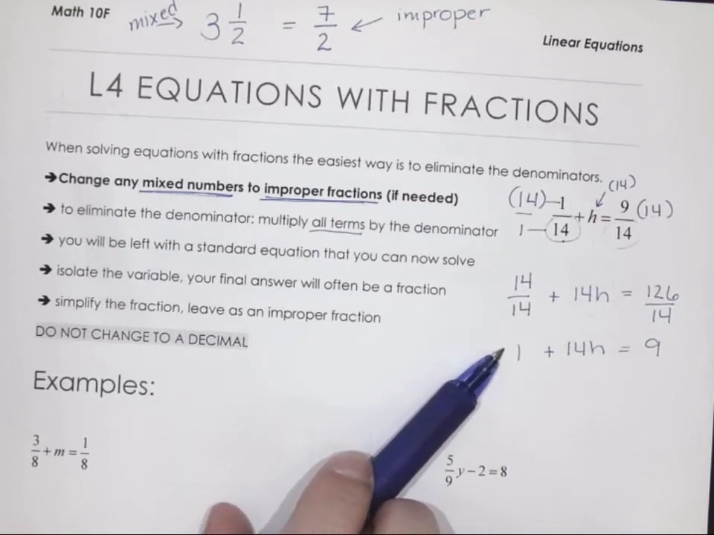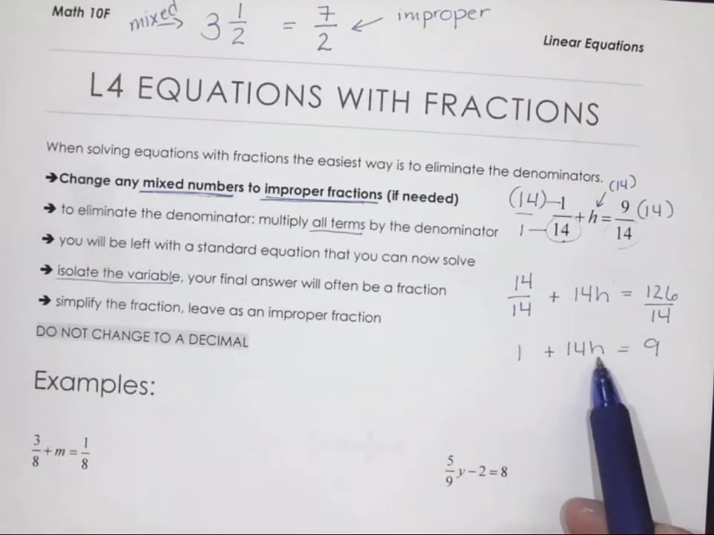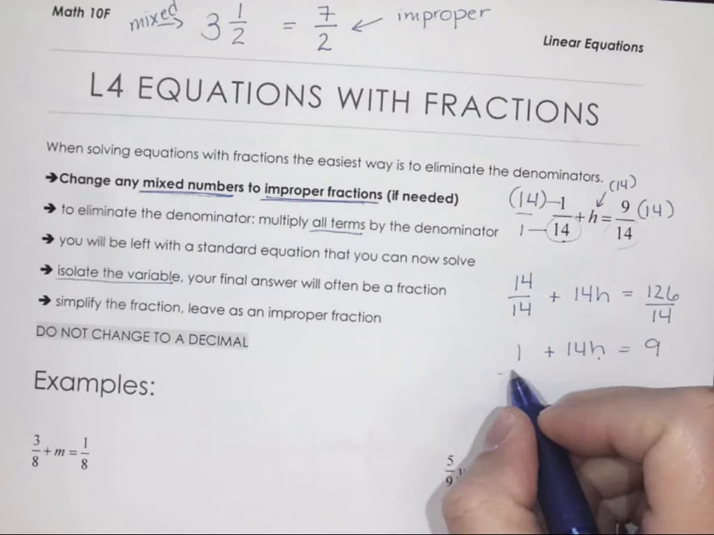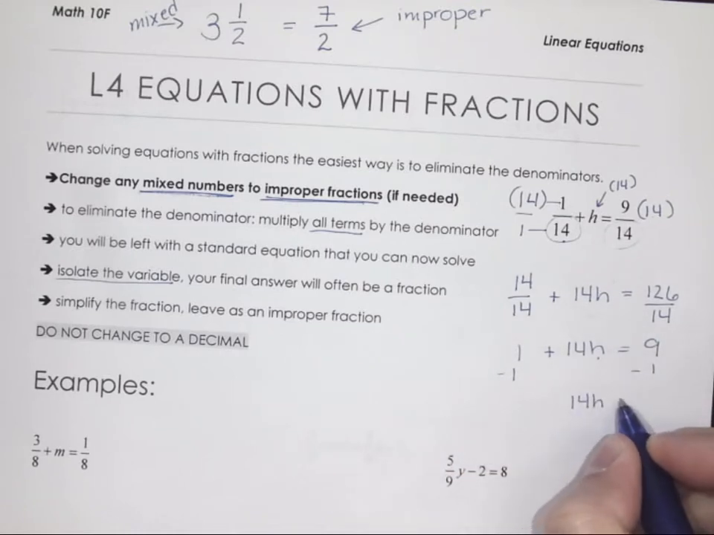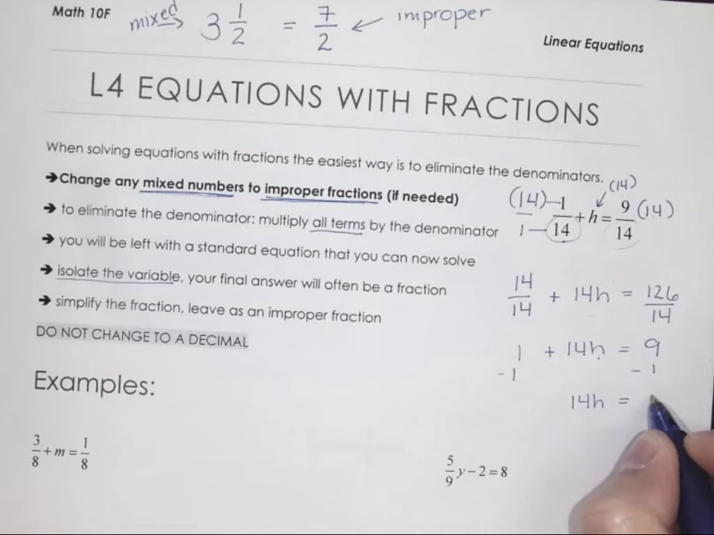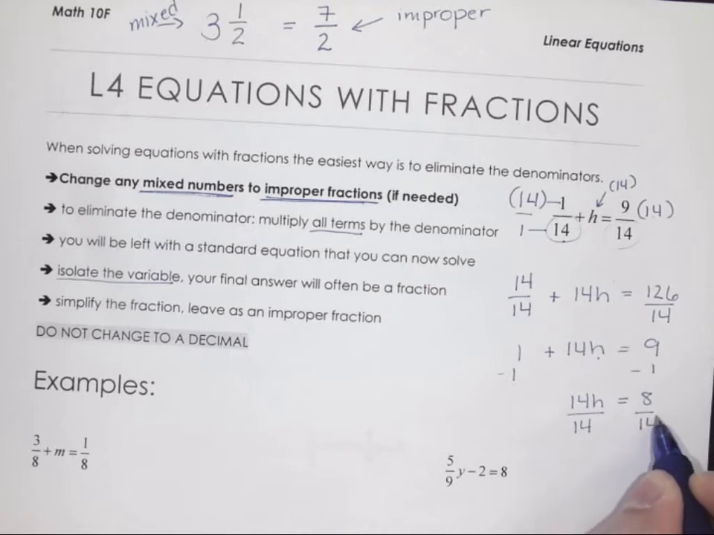This is easy peasy. I want to isolate the variable. So when we talk about isolating the variable, that means getting h by itself. So I'm going to use that language a lot. Okay, so I'm going to subtract 1 from both sides. So I'm going to have 14h equals 8. And then I want to get h by itself, so I'm going to divide by 14, divide by 14. So h is equal to 8 over 14.